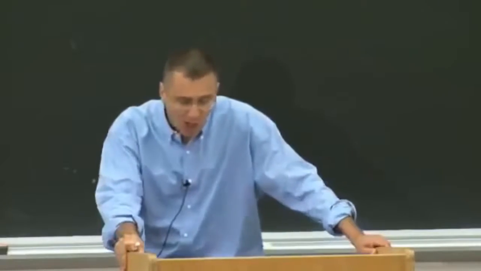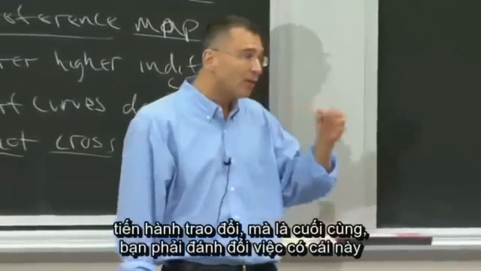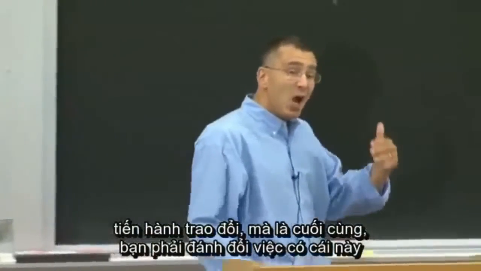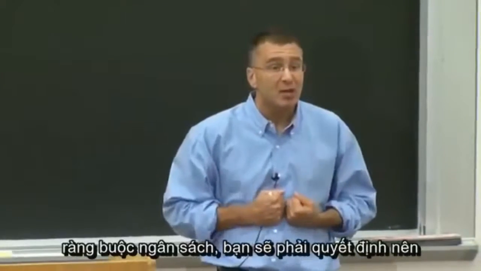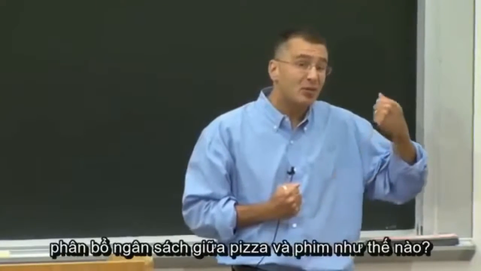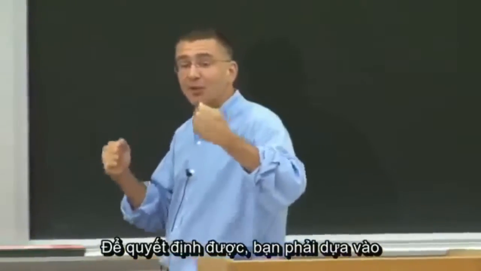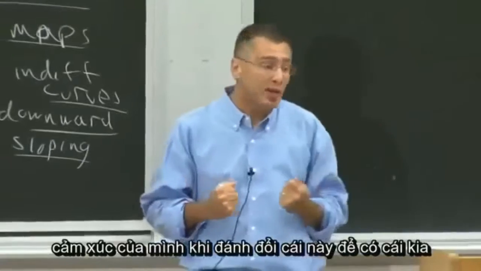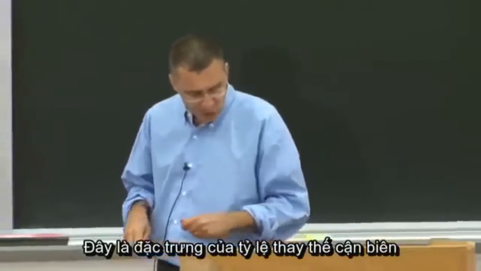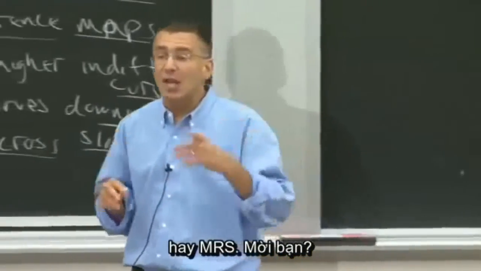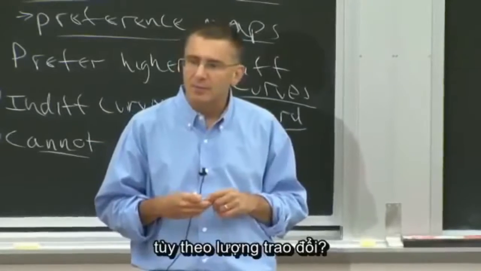Okay. So, and basically, remember, when I say trade off here, this is not that you're literally trading. It's that ultimately you're going to have to make that trade-off. When we come to the next lecture, you're faced with a budget constraint. You're going to have to decide how to allocate your budget across pizza and movies. The way you're going to decide that is by the relationship of how you feel about trading off one for the other. Okay? Now, here's the key feature of the MRS. Yeah, question? That exchange rate's always changing depending on how much you have of each, right?